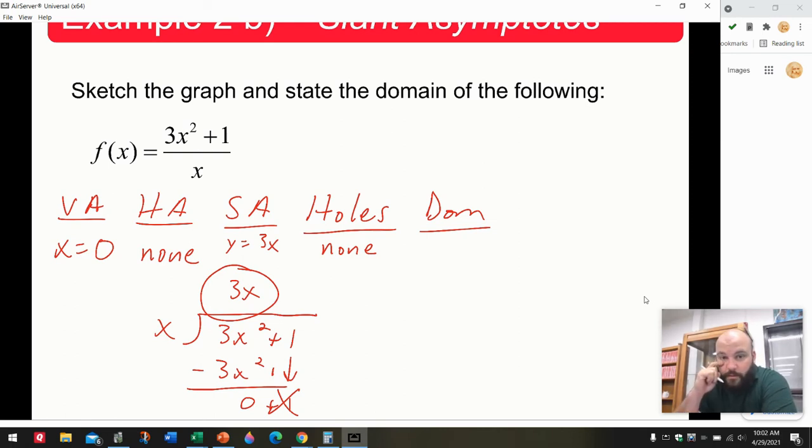And so lastly, we want to go ahead and write our domain, and that domain is made up of looking for any vertical asymptotes and or holes that we have to consider. Here we cannot include 0, so we would have negative infinity to 0, and then union 0 to infinity.